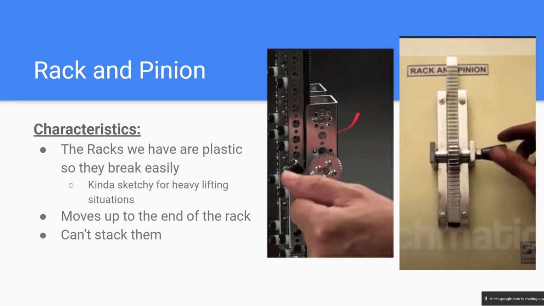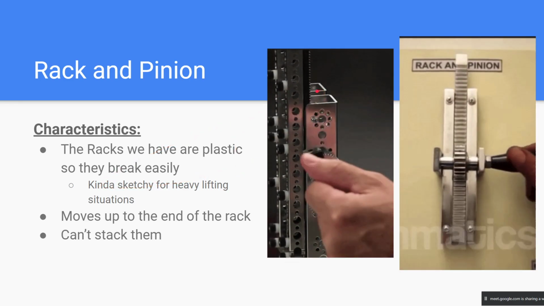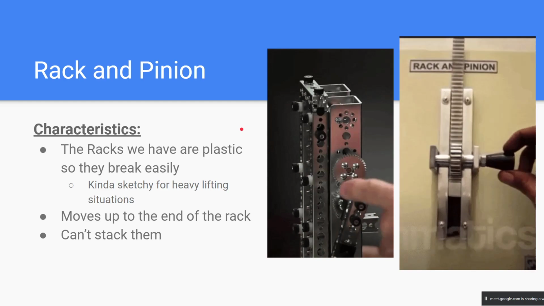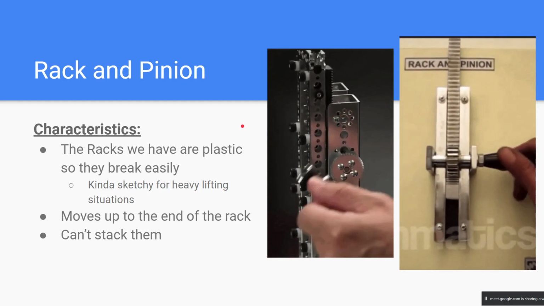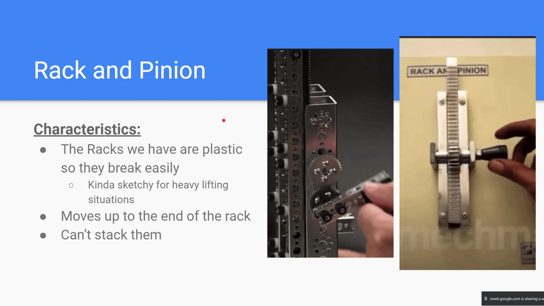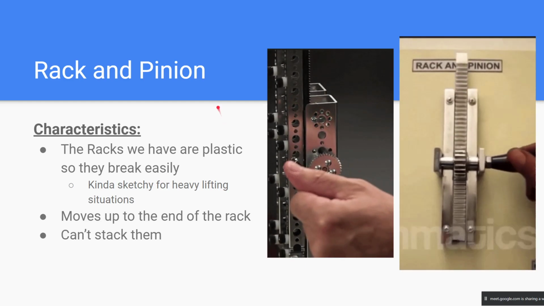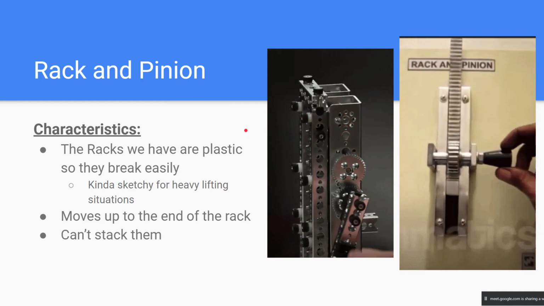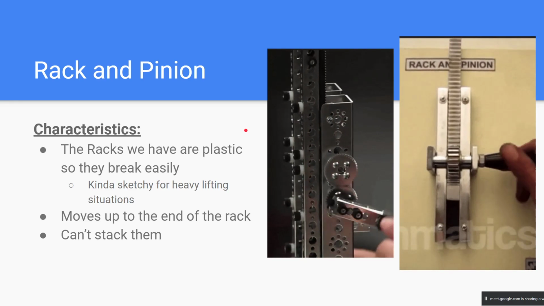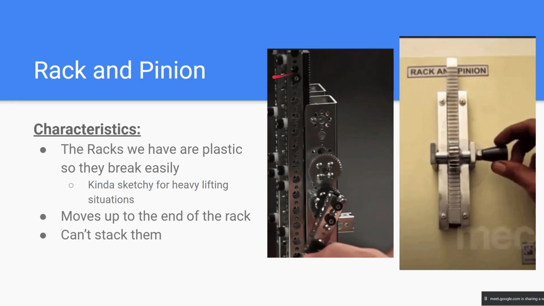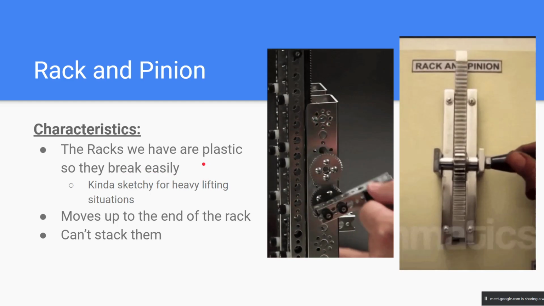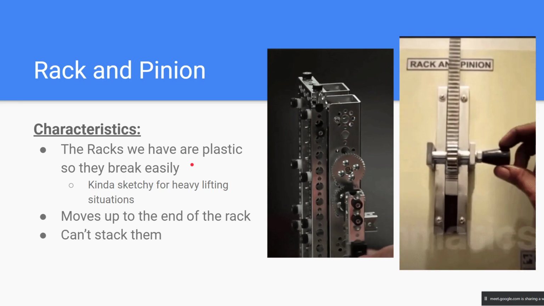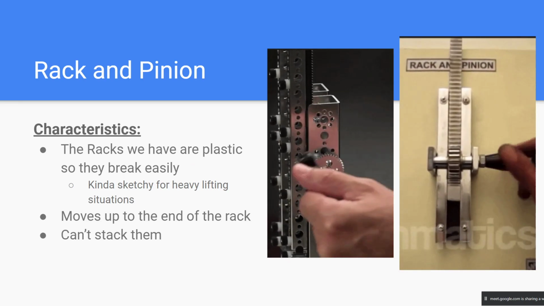Oh, also I forgot to mention, the racks that we actually have at school are made of plastic, so they can break. You don't want to be lifting things that are very heavy. Two years ago, we used a rack and pinion system because in the game you had to lift your entire robot up. It was kind of sketchy. It worked, but it could have broken at any moment if we kept doing it. So don't use it to lift heavy things.